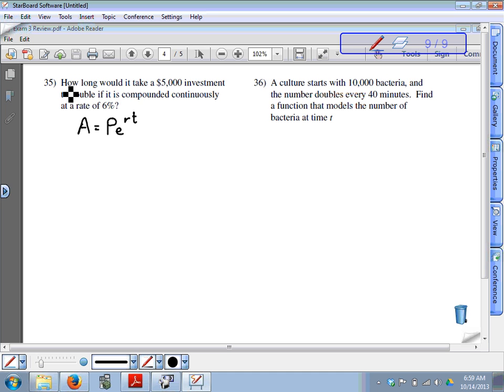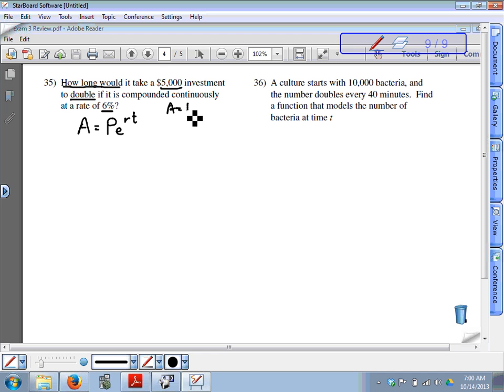So the question is asking how long would it take? That's a measurement of time. So the variable we're going to be solving for is time, which means we're going to have to know a value for all the other variables. We need to know the rate, we need to know the principal investment, and we need to know the future investment. The rate is 6%, that's 0.06. Principal investment is $5,000. The future amount is going to be $10,000 because we're wanting it to double.